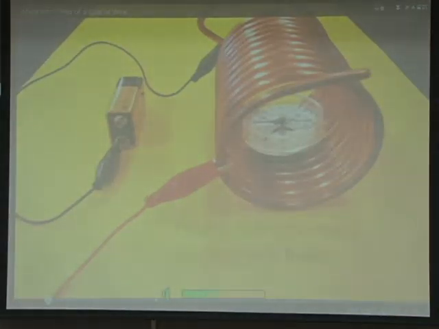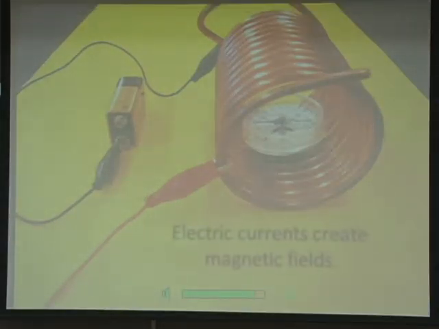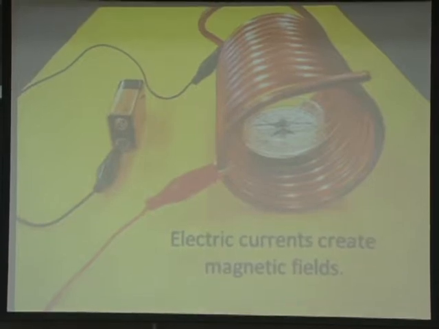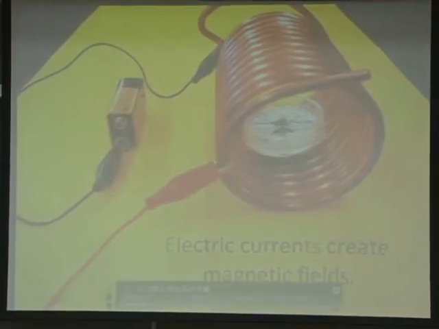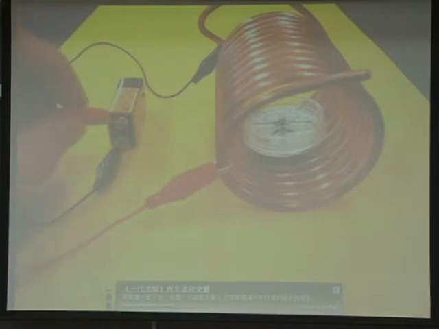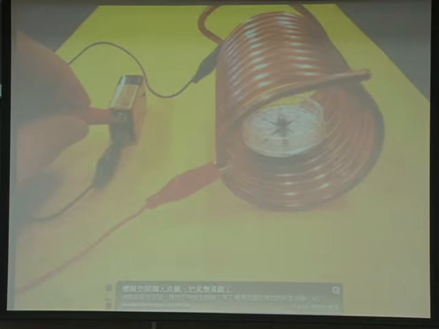Charges, that is a current, create magnetic fields. Here I have a coil of wire with a compass in the middle, and the two ends of the coil are attached to a battery, or rather will be when I connect up this other clip. Notice the compass needle aligns with the axis of the coil when the current is flowing.